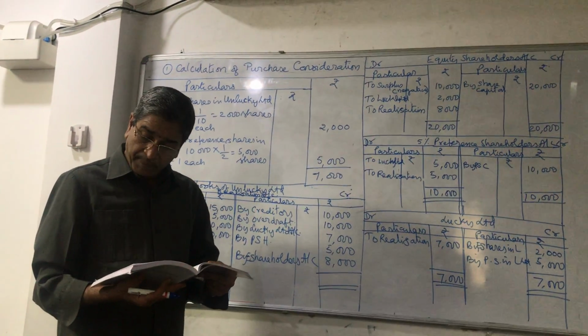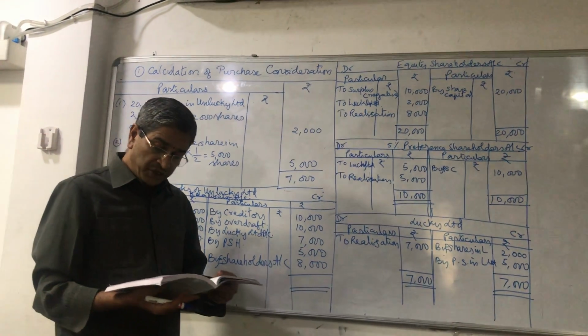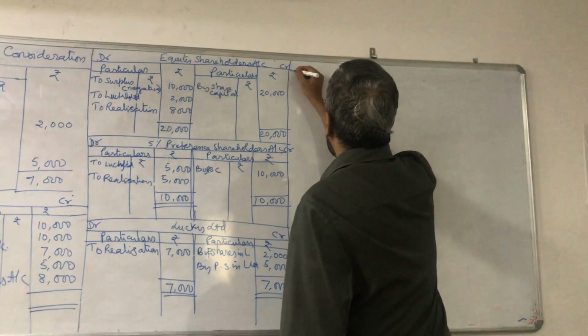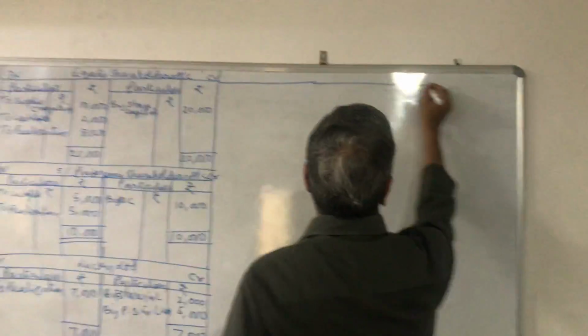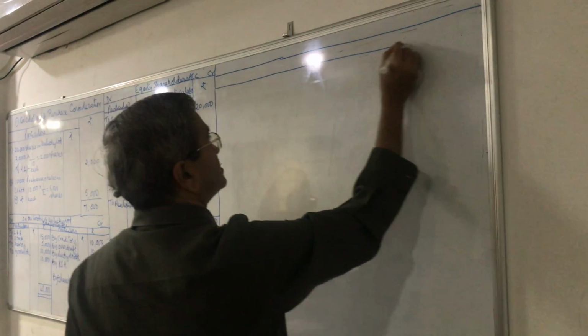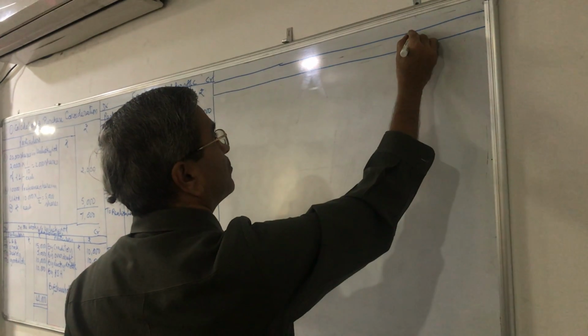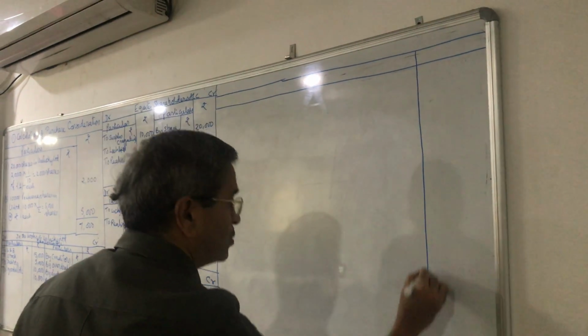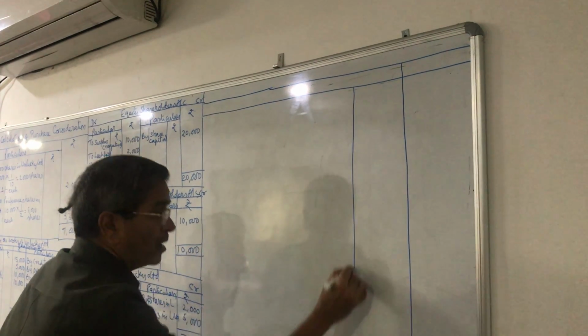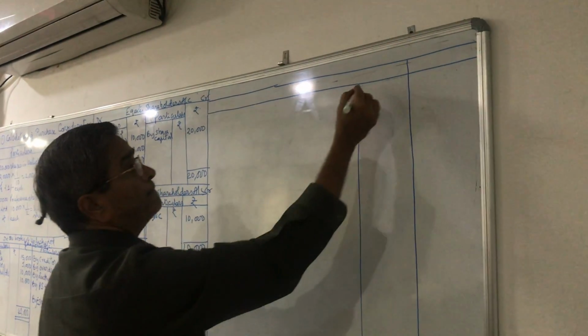He asked the second part also: prepare a balance sheet of Lucky Limited. This is a very simple problem, therefore I will straight away go to the balance sheet, because we have already calculated the purchase consideration. So the balance sheet we have been showing in vertical form only.